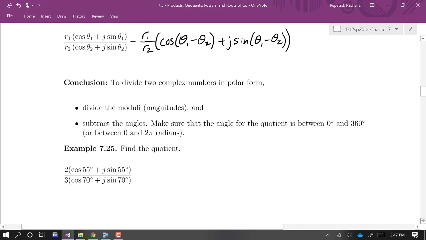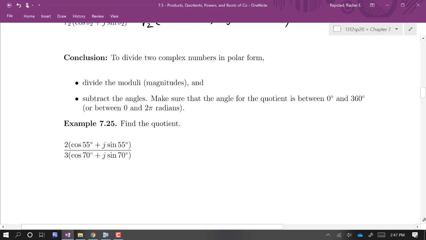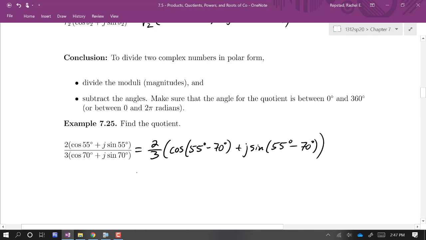So let's do this division. They've given us the numbers in polar form. So let's see. We're going to divide the two r values. So 2 over 3, and then cosine 55 minus 70 plus j sine 55 minus 70. 55 minus 70 is negative 15 degrees.